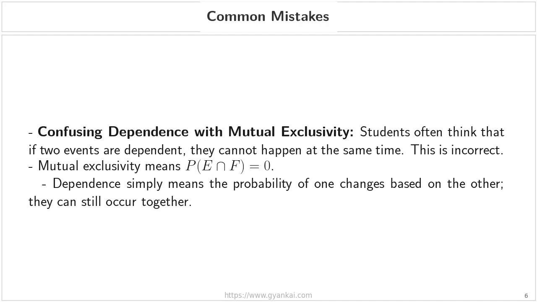First, a very common mistake is confusing dependence with mutual exclusivity. It is a misconception to think that if 2 events are dependent, they cannot happen at the same time. That isn't the case. Mutual exclusivity is a much stricter condition, where the probability of event E intersection event F equals 0, meaning they are physically unable to occur together. Dependence, however, is simply about how the probability of one event shifts based on the other. The 2 events can absolutely happen simultaneously.